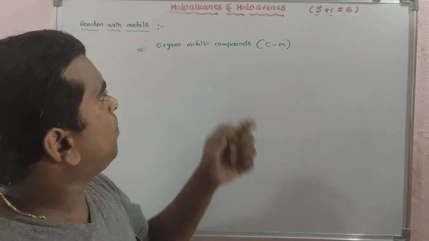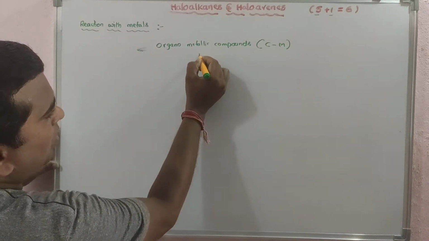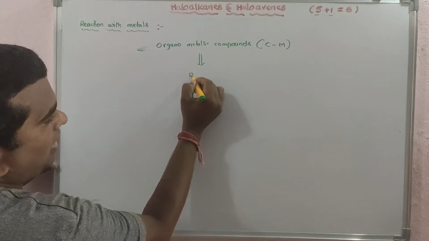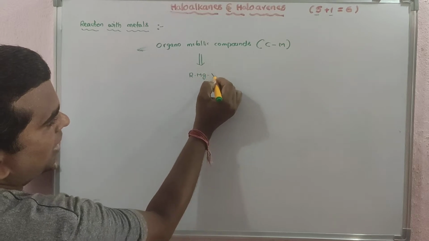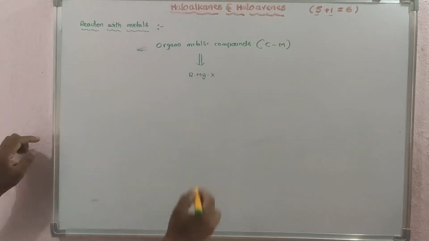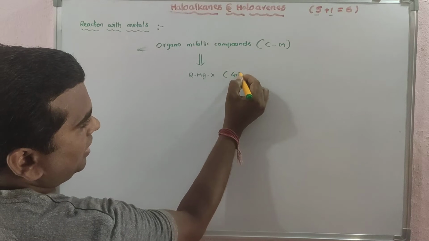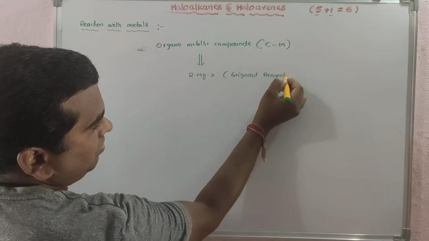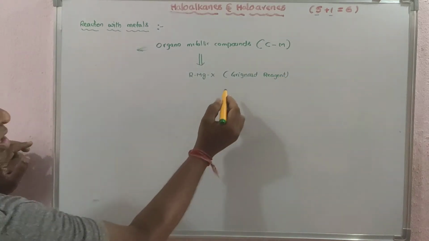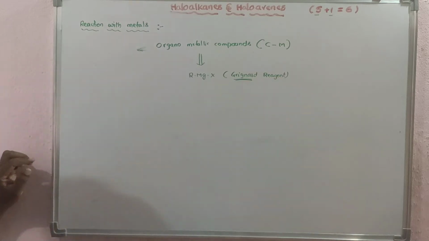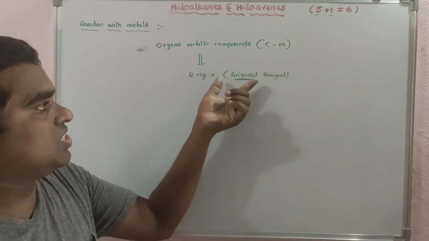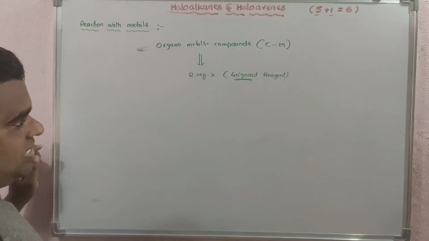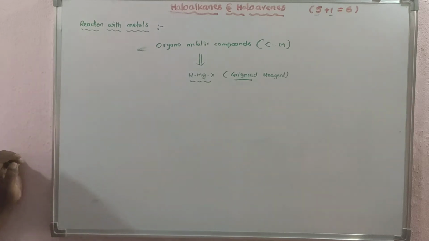Okay? The most important class of organometallic compound is the alkyl magnesium halide, and this we call a Grignard reagent. Very, very important. This was discovered by Grignard, so that's why we call it a Grignard reagent. For this research, he got the Nobel Prize also. And how do we prepare this Grignard reagent? RMgX we call a Grignard reagent.